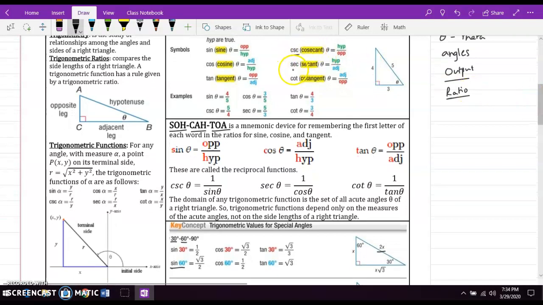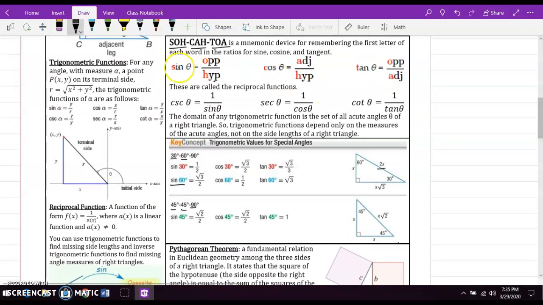Three new functions that you may not have heard before are cosecant, secant, and cotangent. These three are called your reciprocal functions. The reciprocal comes from the fact that all you do is take the ratio from a corresponding trig ratio and flip it. So cosecant corresponds to sine, because to get its ratio, you just do the hypotenuse divided by the opposite side. Secant corresponds to cosine, and cotangent corresponds to tangent.